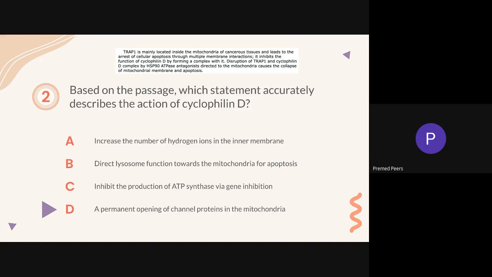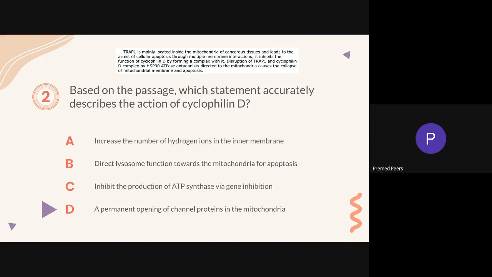Option A is wrong because increasing the number of hydrogen ions in the inner membrane space would only cause more ATP to be made. It wouldn't bring about apoptosis. Decreasing the number of protons in the inner membrane space would cause apoptosis because no ATP would be made, since fewer protons pass through the ATP synthase.